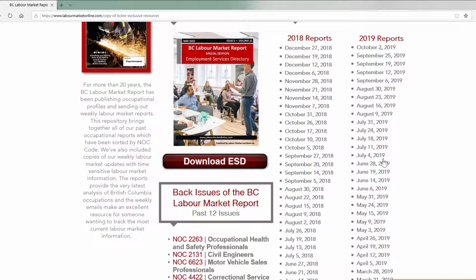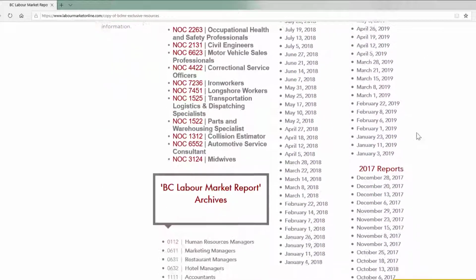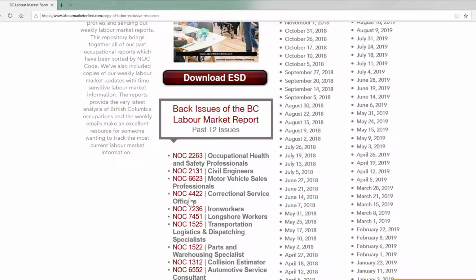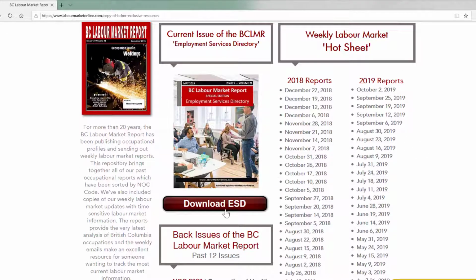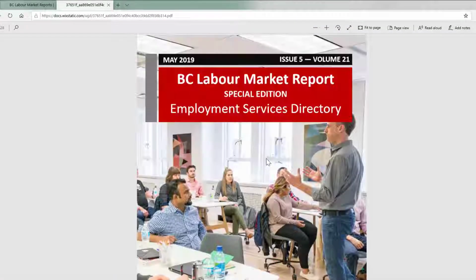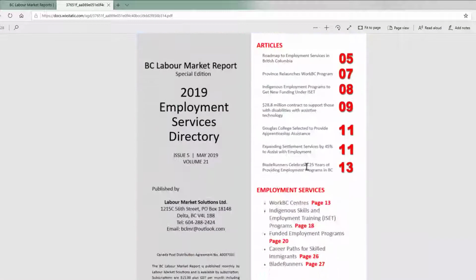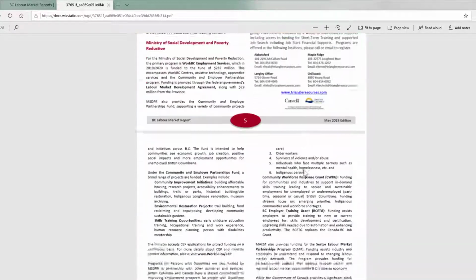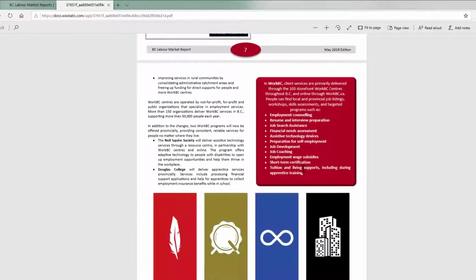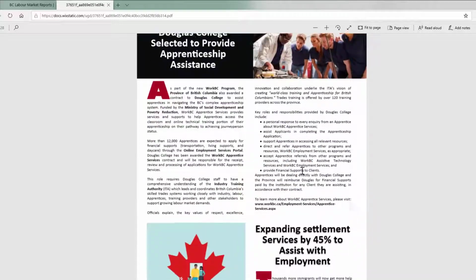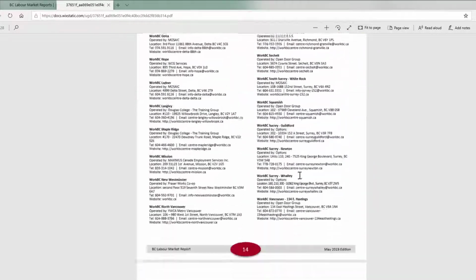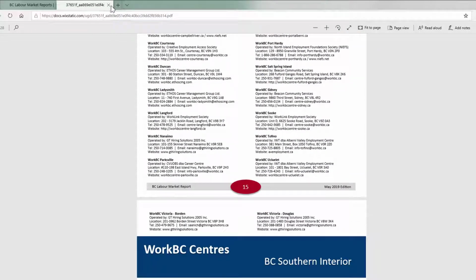We have all of the reports from 2018, 2019, and some from 2017. Each one of these reports can also be downloaded, as well as our Employment Services Directory, and you just click on it and we immediately get a PDF copy that a person can scroll through and have all the information. This is quite literally a listing of every employment service in British Columbia with a description of what those services look like. It's an incredibly valuable resource.